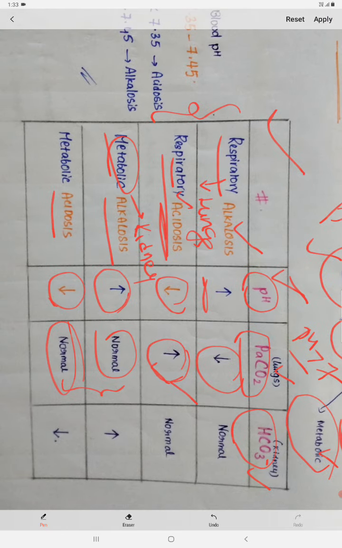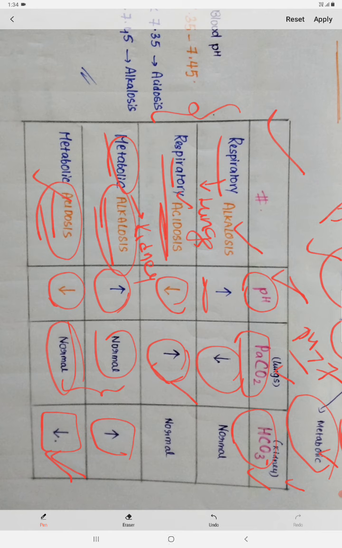We have completed two columns, and the last column is the bicarbonate ions. Because metabolic, as the word suggests, is related to the kidney. So when it is metabolic acidosis, what will happen? The kidney is not functioning properly, so the bicarbonate ions will decrease, right? Bicarbonate is nothing but an alkaline medium. So CO2 is related to the acidic medium, and bicarbonate is related to alkalosis. So whenever we have alkalosis, the bicarbonate will increase. Whereas in metabolic acidosis, it decreases. You got the concept?